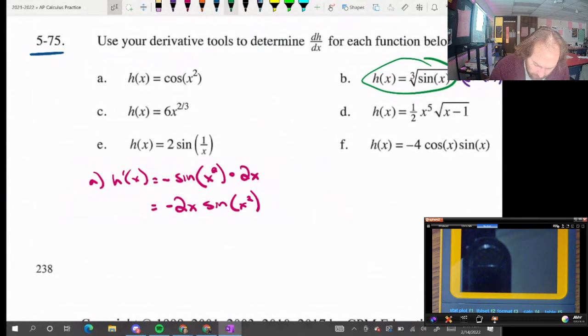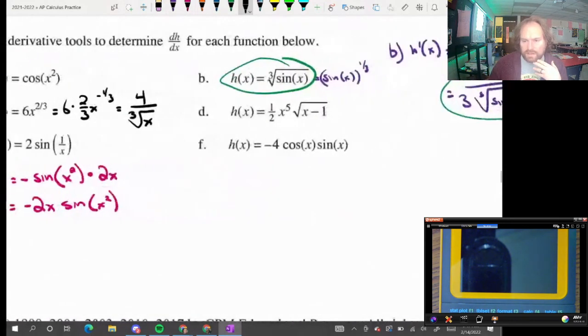Question C. This is just a straightforward power rule problem. Nothing really complicated to do here. We do have to deal with 6 times 2/3 x to the negative 1/3 power. A little bit of stuff there. 6 times 2 is 12. 12 divided by 3 is 4. So it's 4. Actually, it'll be 4 on top and the cube root of x on bottom.